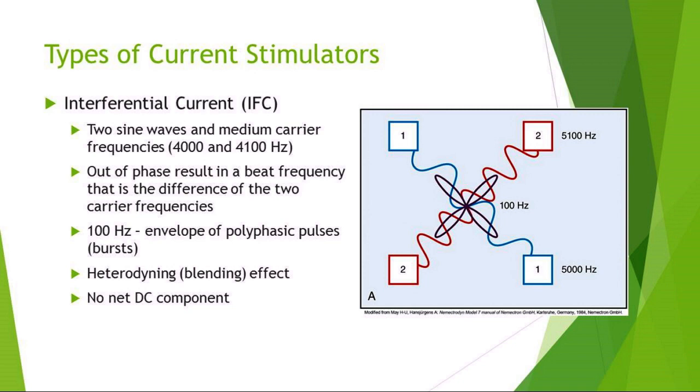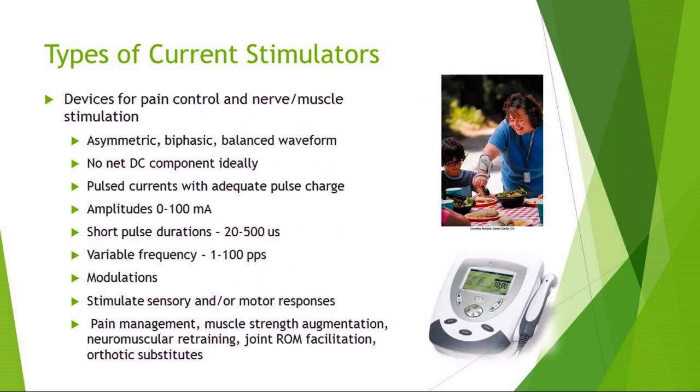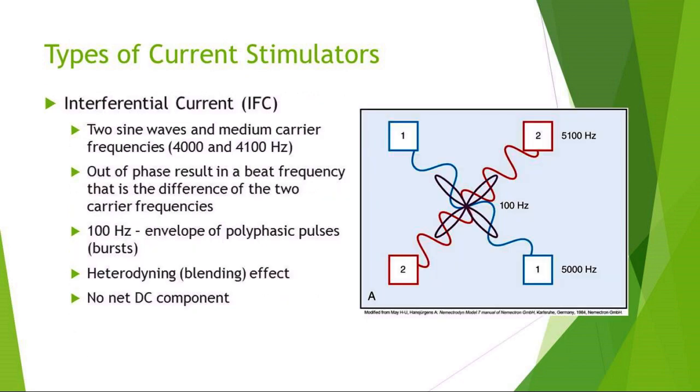So interferential current is an alternating current application. It uses 2 sine waves and a medium carrier frequency. One sine wave is at 4,000 hertz and the other one is at 4,100 hertz. They cross each other, and the out of phase results in a beat frequency that's the difference between the 2 carrier frequencies. So you get 100 hertz or cycles per second. And remember we said for amplitudes of variable frequency from 1 to 100 pulses per second. So with IFC, we're getting the effect of 100 cycles or pulses per second.